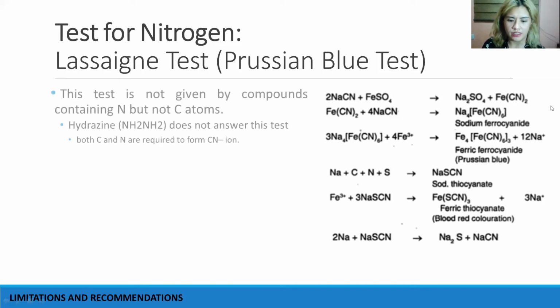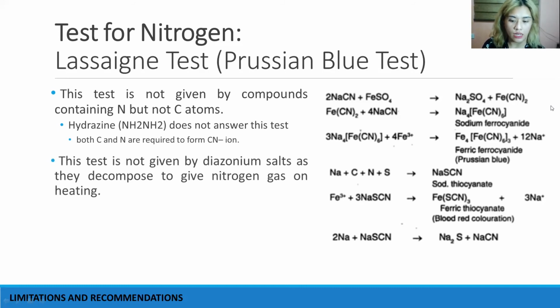This test is not given by compounds containing N but not C atoms. For example, hydrazine does not answer this test despite having an N atom, because both C and N are required to form the CN ion. This test is also not given by diazonium salts, as they decompose to give nitrogen gas on heating.